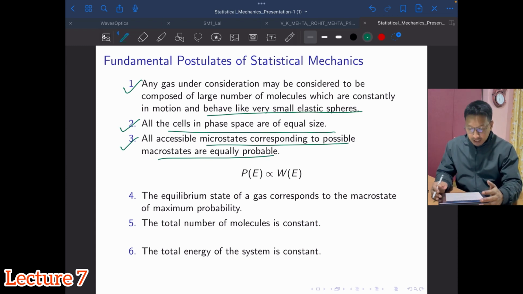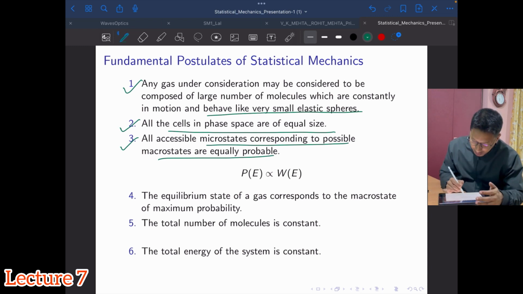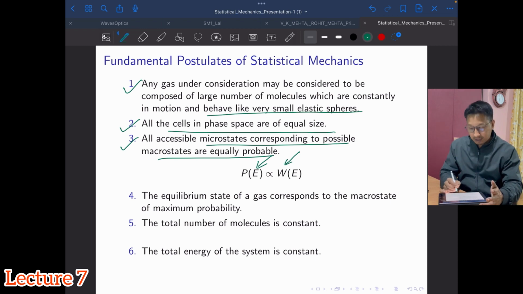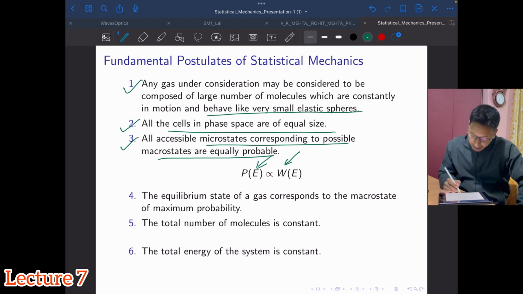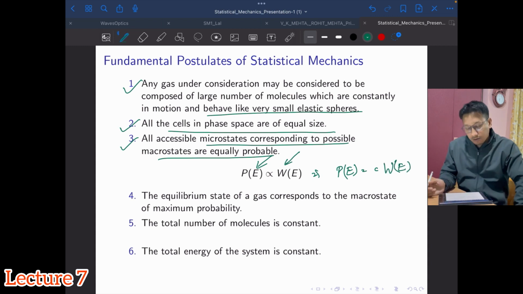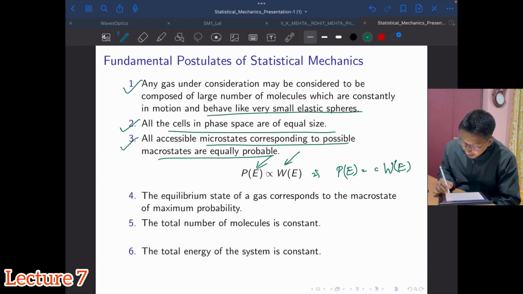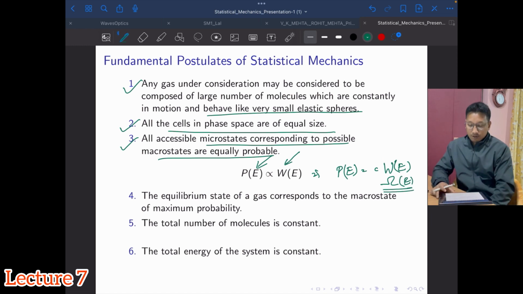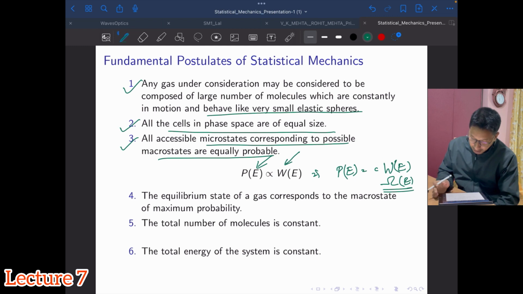Now, for a system to possess an energy, let's say E, this will be decided by the corresponding microstates of the system. W represents the thermodynamic probability. So we can write P(E) equals some constant C times W(E). In many cases you may see this representation for thermodynamic probability as omega as well, which we talked about in earlier videos. Here I am using W(E). Let's go to the next point.